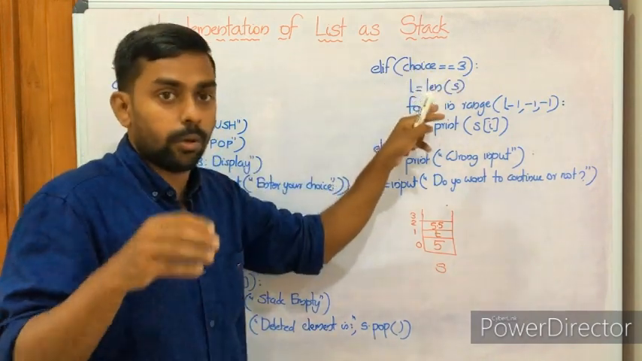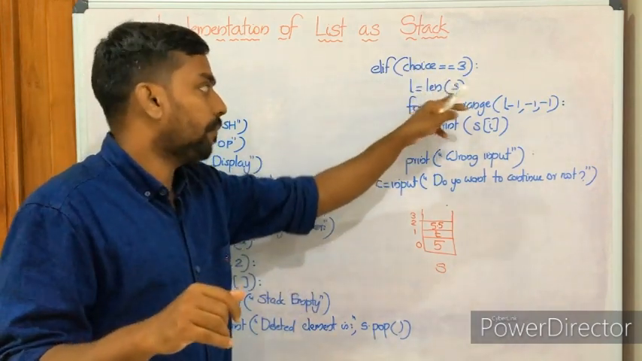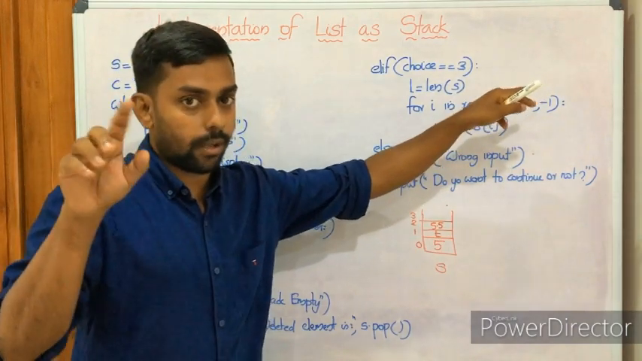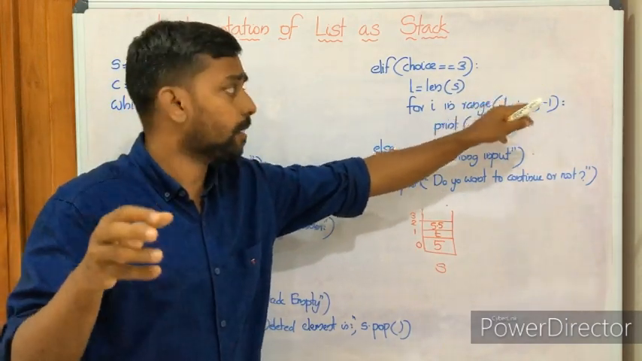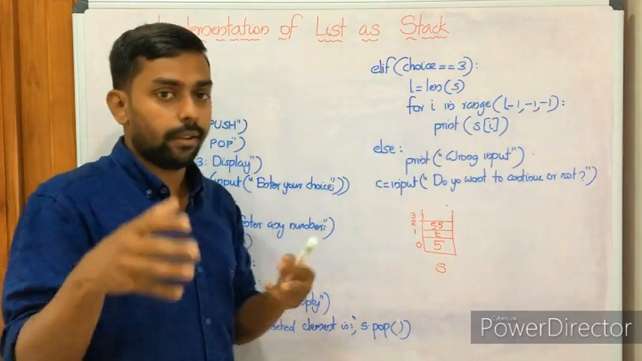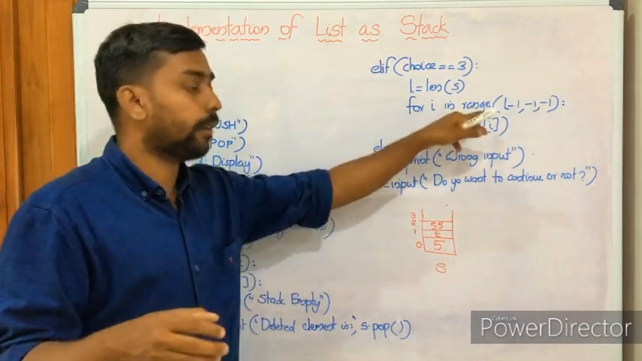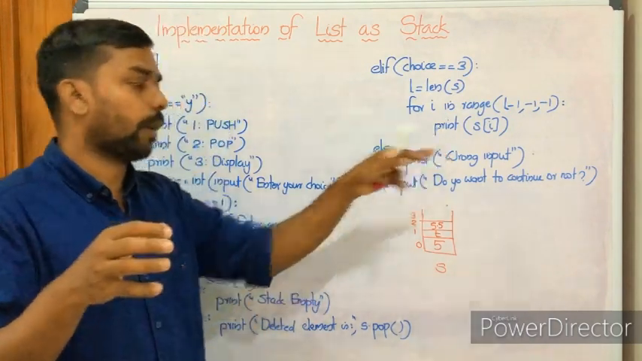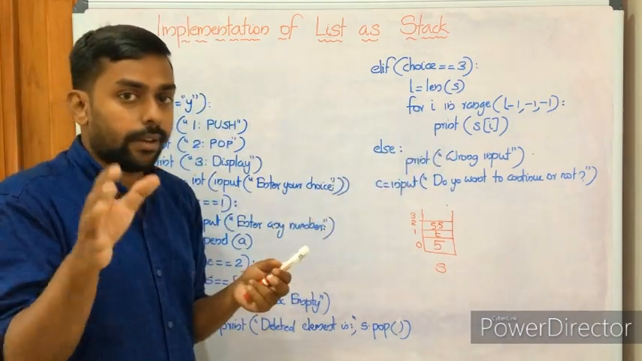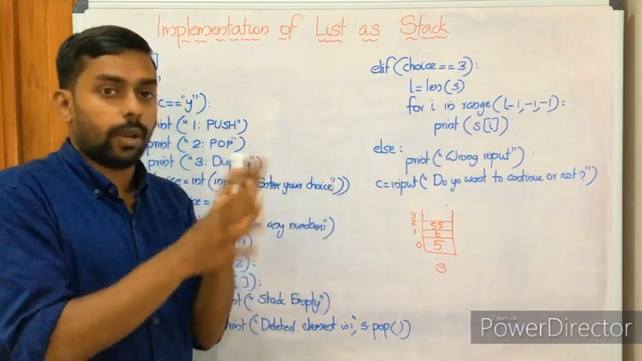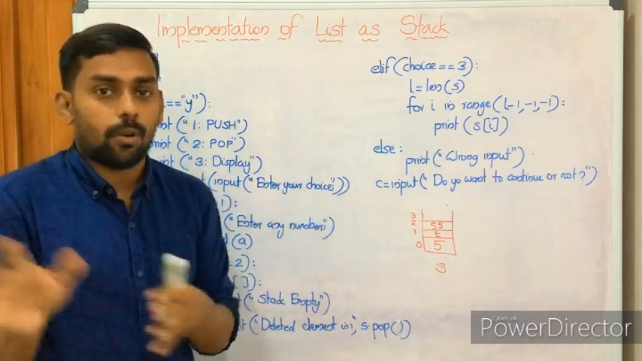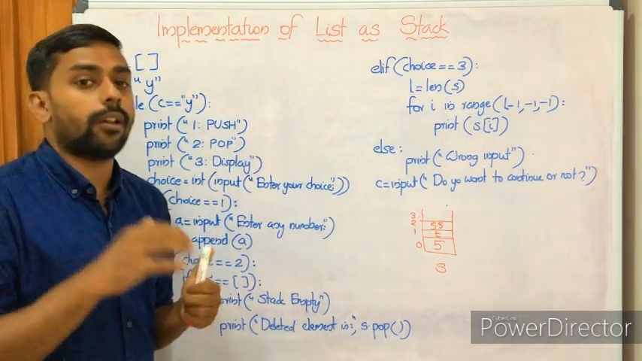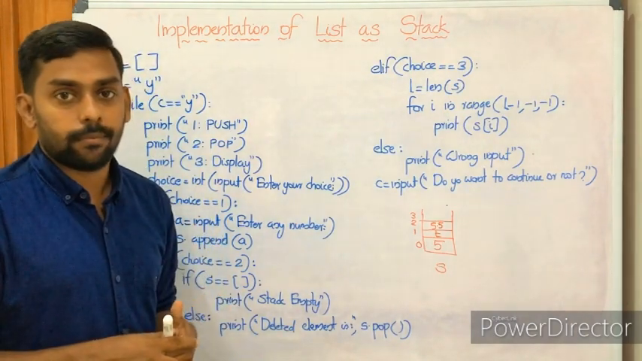Then choice equal to 3. It's for displaying, traversing. First we are finding the length. Then we are starting with l-1, ending with -1, and stepping with -1. We are printing each time. The specialty is that we print from last to first. Else, what happens? It's a wrong input other than 1, 2, 3. Then, do you want to continue? You can perform any number of inputs or outputs. So this is our first implementation, and we can go for the second implementation.